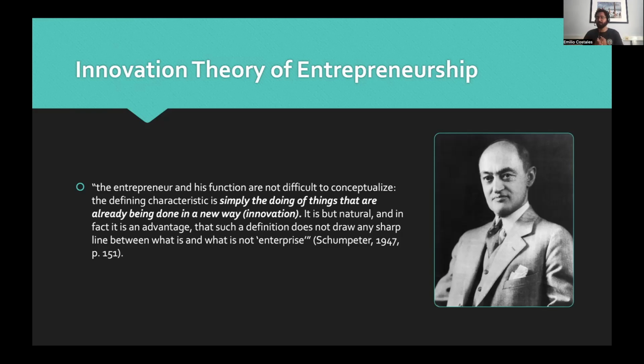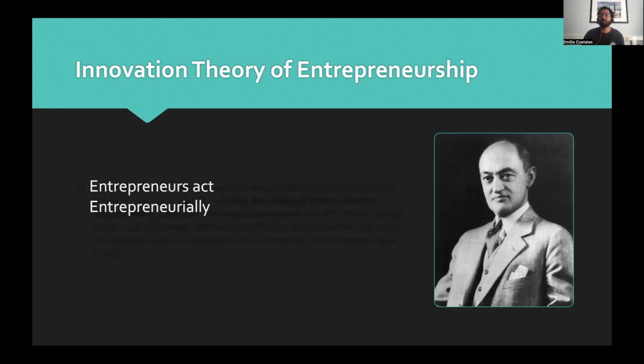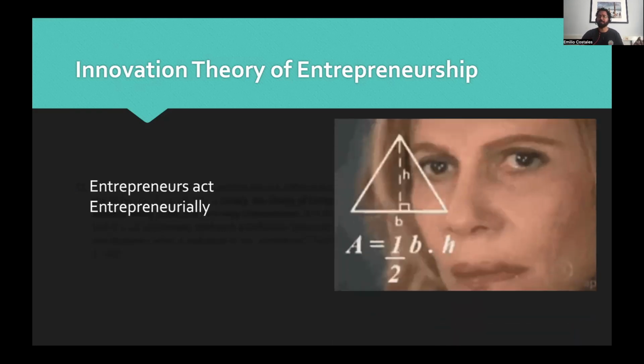Now, Schumpeter introduced a relatively vague notion of innovation as doing things differently in the realm of economic life. But what does this really mean? Well, in essence, this definition of an entrepreneur is someone who engages in entrepreneurship. Businesses can also act entrepreneurially, but we'll touch on that later in the course. But that's a bit of a tautological definition, right? An entrepreneur is someone who acts entrepreneurially.